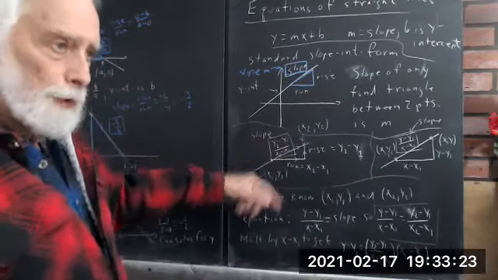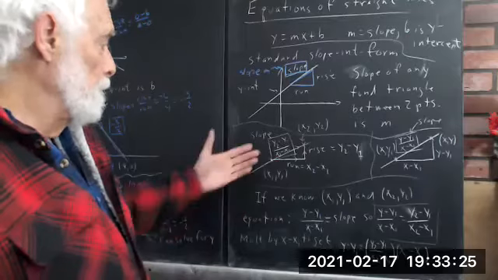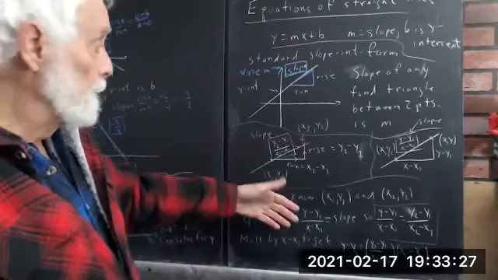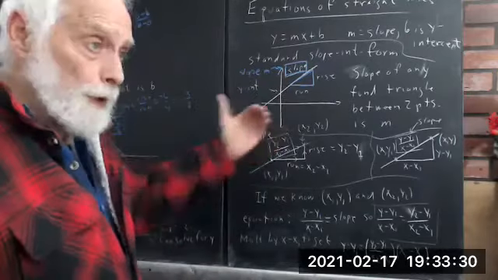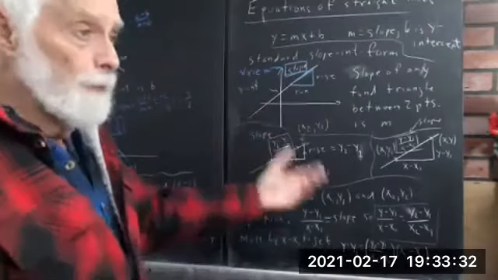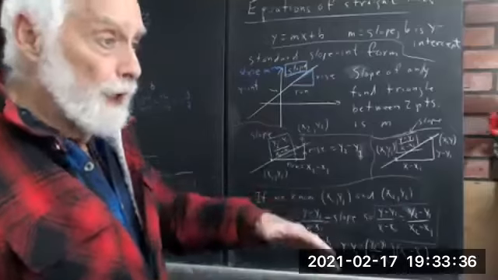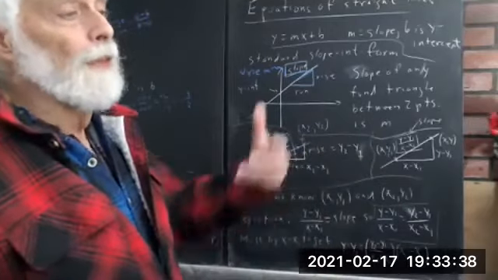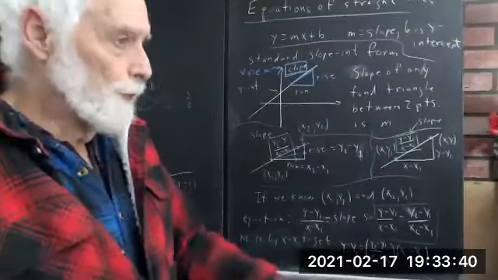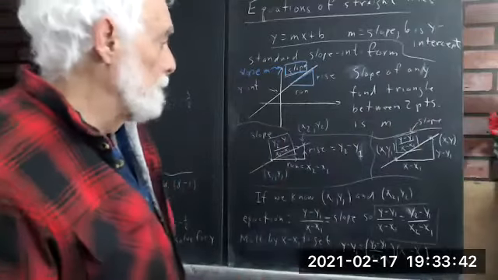Then we do y2 minus y1 over x2 minus x1, which represents the rise divided by the run, and that's what the slope is. Slope is not a formula. It's not y2 minus y1 over x2 minus x1. It's rise divided by run, and that's why it's y2 minus y1 over x2 minus x1.